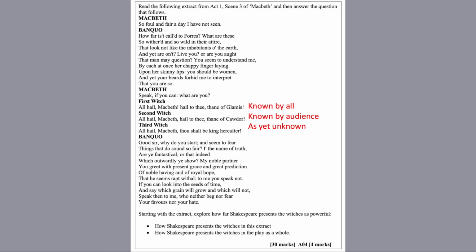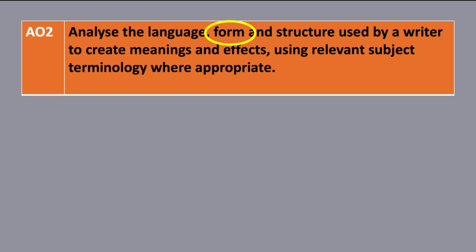The structural sequence of the witches' prophecies, moving from what Macbeth and the audience knows, that's Thane of Glamis, to what the audience knows but Macbeth doesn't, Thane of Cawdor, to what has not yet happened but will, becoming king, suggests power as it moves from what is proven to what is predicted, from what is known to what is unknown. But as always, we only write about this if we can make it relevant to the question. There's no benefit to showing off your knowledge of structure or Freytag or anything like that unless it is relevant to your answer.